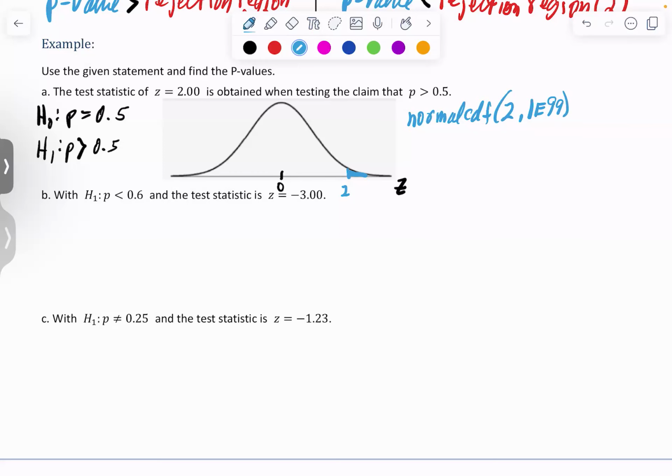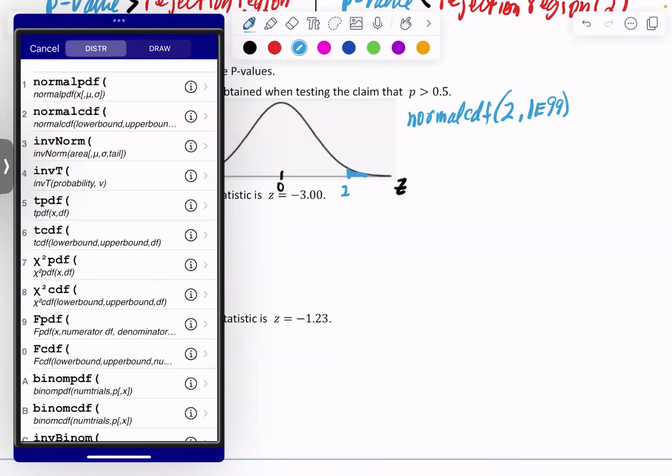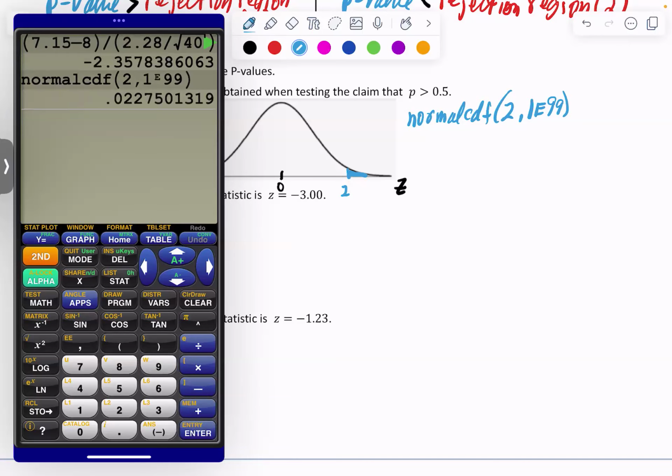And because it's standard normal, I don't need to put the mean and the standard deviation. So second vars, which is my distributions, normal CDF, 2, comma, infinity. So this is about 0.0228. And that is that area right there. My p-value. And as expected, it's quite small. That's 2 standard deviations away.